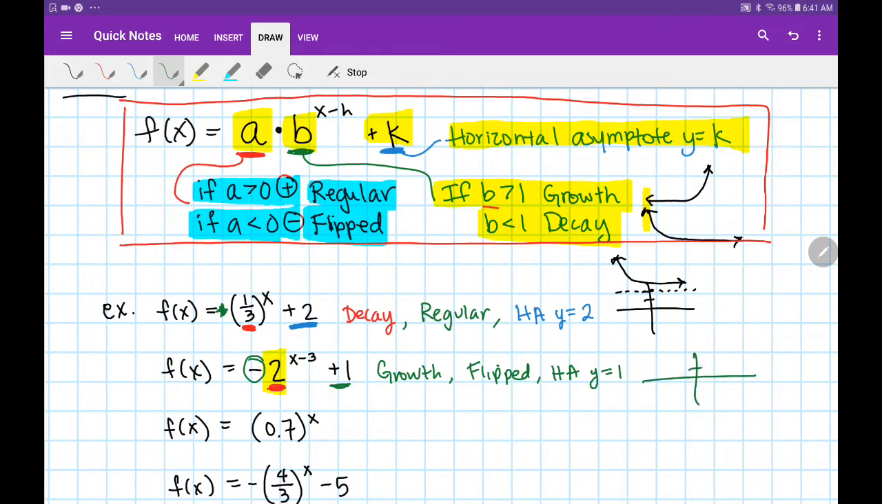So let's start with a horizontal asymptote. It's been shifted up 1 unit. I'm going to draw a growth curve, but I'm going to just draw it in very lightly because I know it's flipped. So this is my curve.